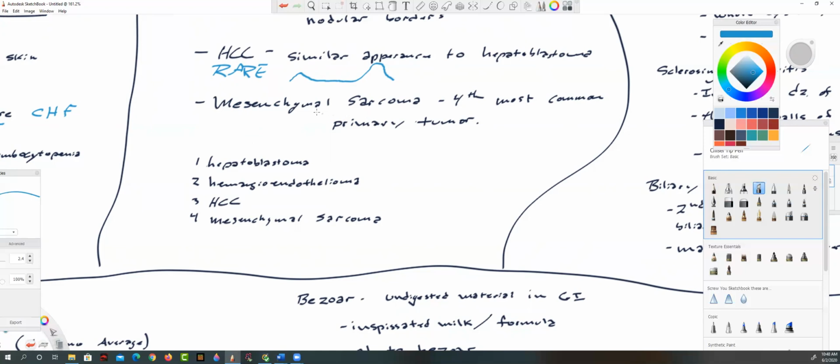Mesenchymal sarcoma, again, this appearance is going to be variable, heterogeneous. You know, it creates an actual tumor, it's not so variable that it creates a totally diffuse tumor. But this is the 4th most common primary tumor. So hepatoblastomas are most common, then hemangioendotheliomas, hepatocellular carcinoma, and then mesenchymal sarcoma. That is the 4th.